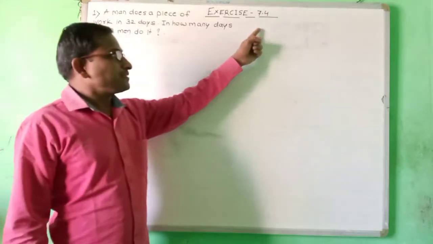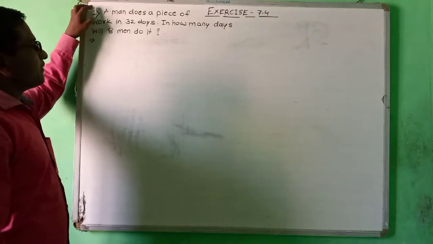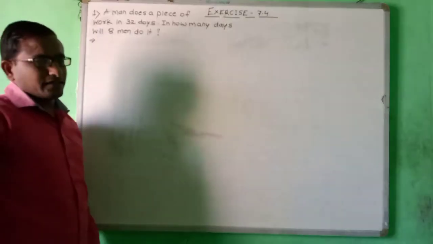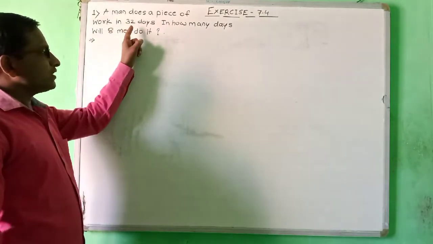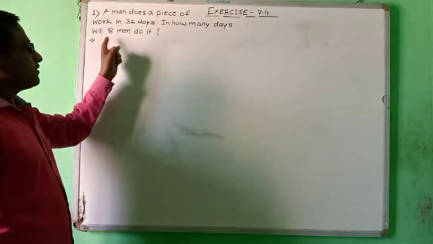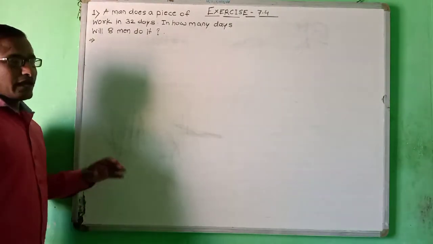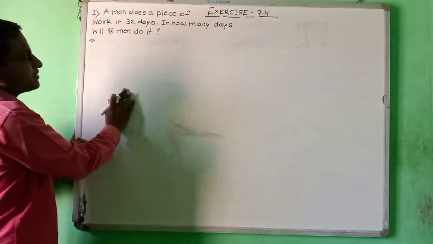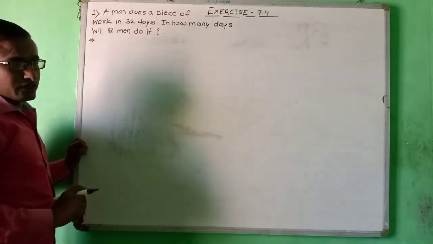See here in exercise 7.4, in our first example: a man does a piece of work in 32 days. In how many days will 8 men do it? So first you write the given data. A man means one man does a piece of work in 32 days.